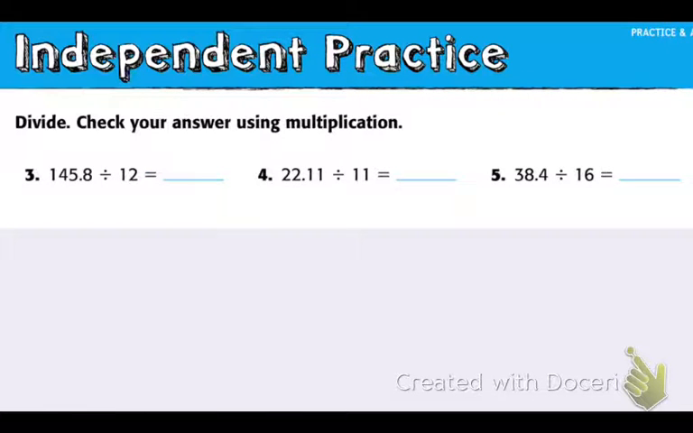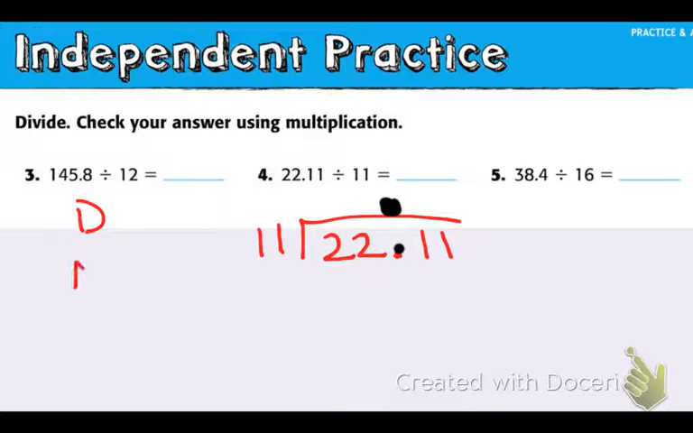All right, we're going to go ahead and try some independent practice. Step 1 is where we bring the decimal into our quotient. Well, I'm going to go ahead and write the problem. I'm going to try number 4. Okay, and it says, how many times will 11 divide into 22 and 11/100ths? Step 1. Bring your decimal into your quotient. Sometimes we're in such a hurry we forget step 1, but don't forget to bring that decimal straight up. Now we can do our divide, multiply, subtract, bring down.